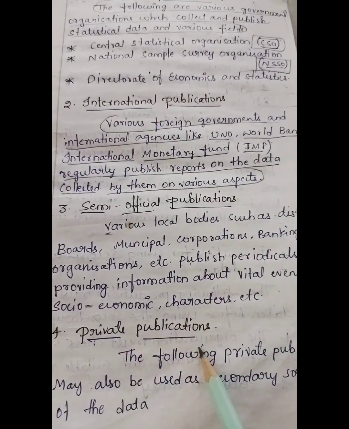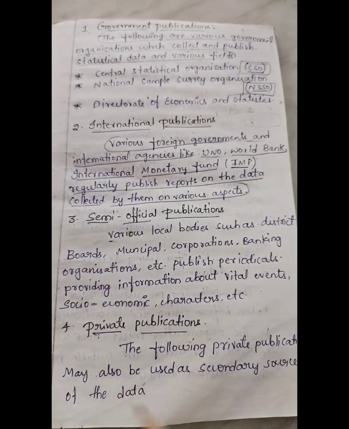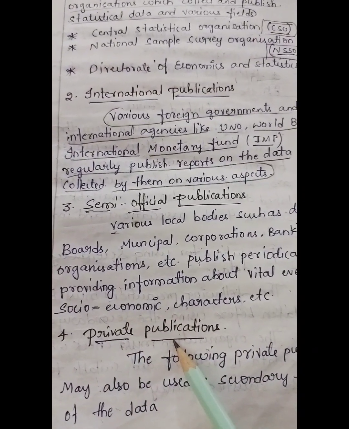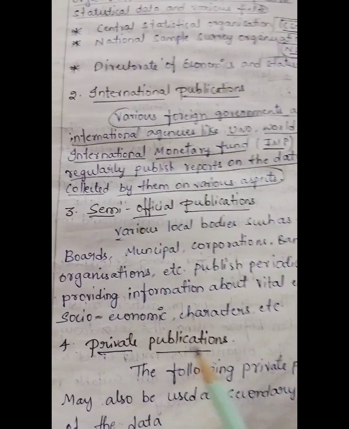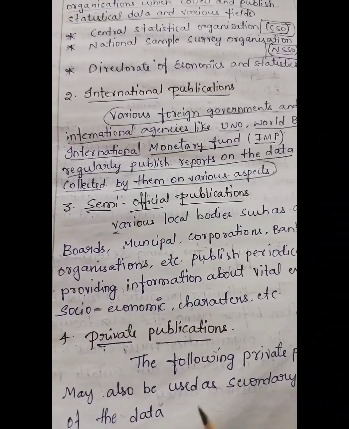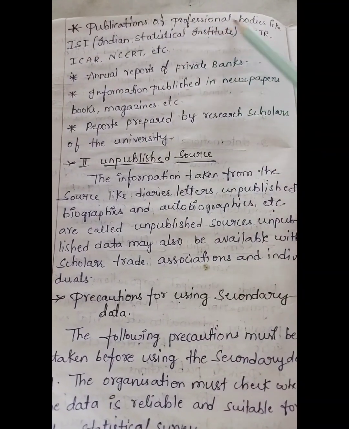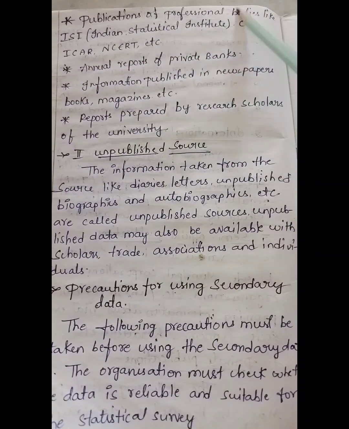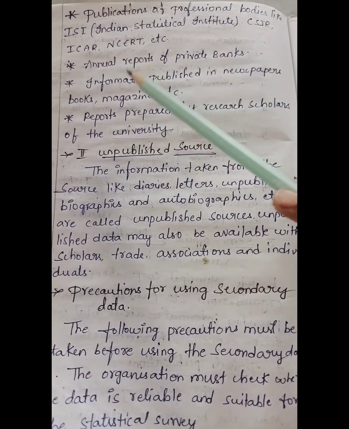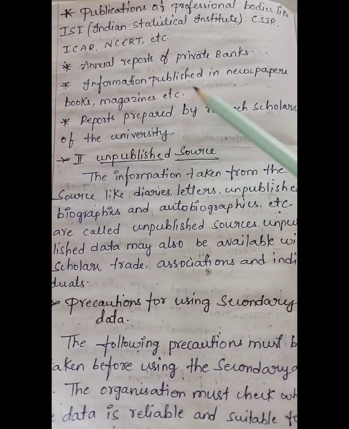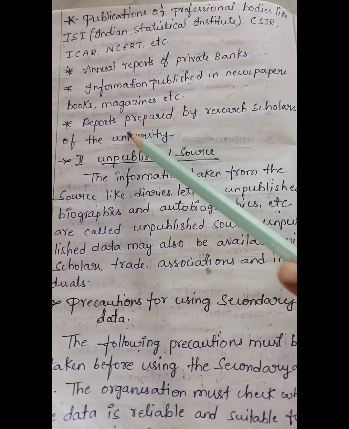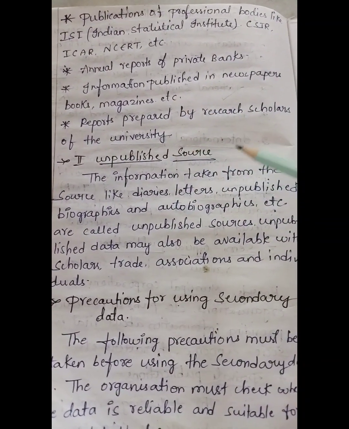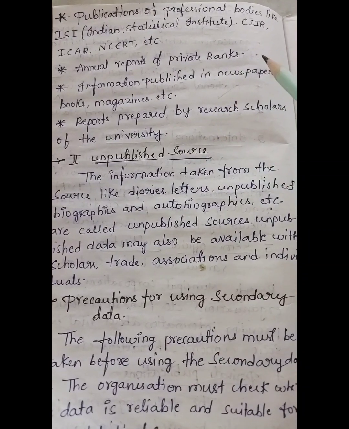And the last one is private publications. The following private publications may also be used as secondary sources of data. Publications of professional bodies like ISI, CSIR, NERST, ICAR, etc. These are also sources where you can collect secondary data. Annual reports of private banks. Next, information published in newspapers, books, magazines, etc. Reports prepared by research scholars of the university. So these are all the private publications which you can use as a source of collecting secondary data.